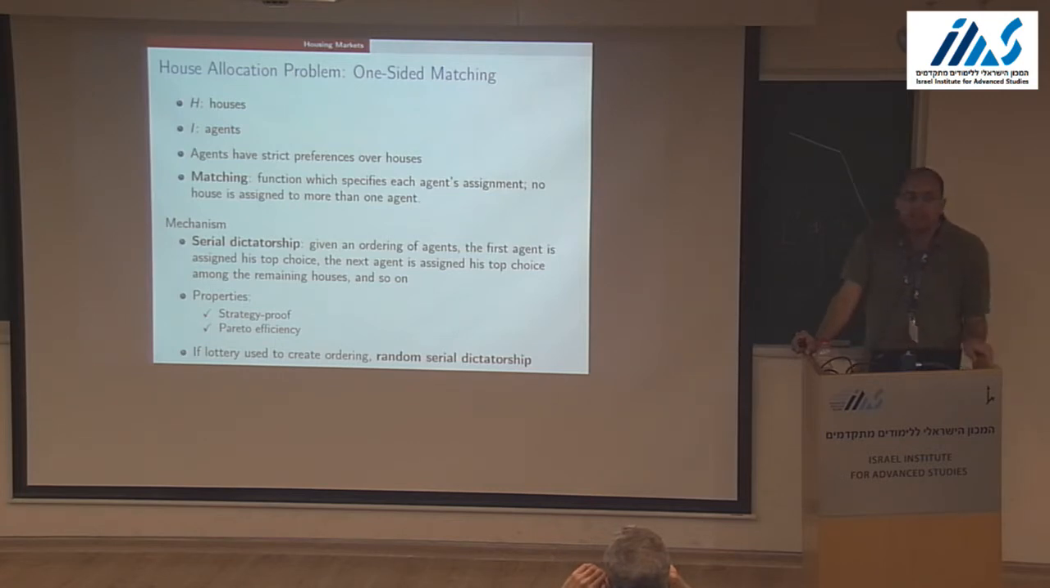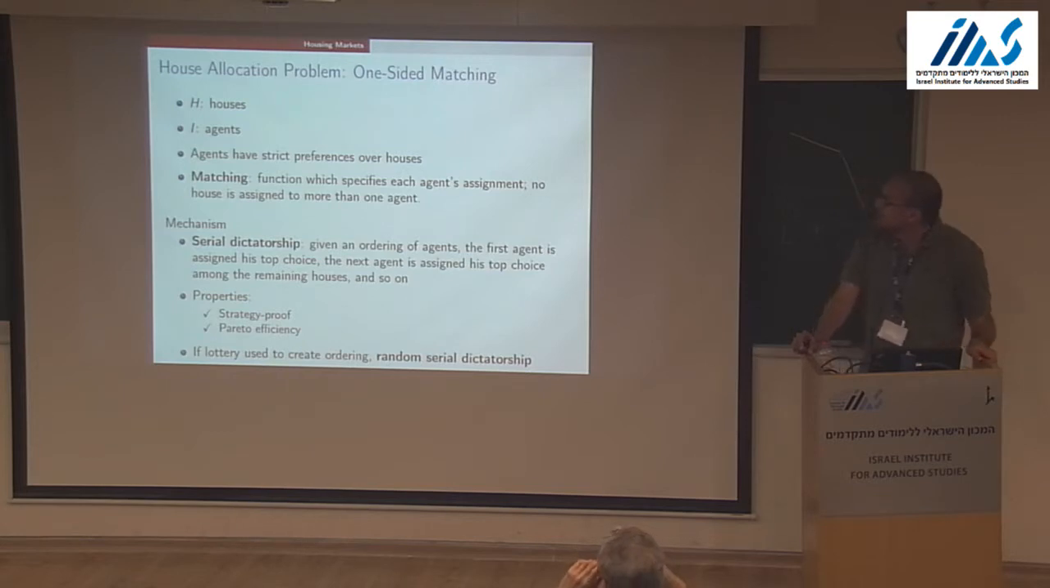The second property that this mechanism has is that it is Pareto efficient. That is, there is no other allocation where some agent is getting something strictly better and no agent is getting something worse. That's also quite simple to see. Suppose the allocation were Pareto inefficient. We find the first agent who is getting something different in the Pareto dominating allocation. Since he's the first agent to get something different, when it's his turn to choose, the house that he prefers was available under the serial dictatorship, so there's no way there could have been someone getting something that's better.